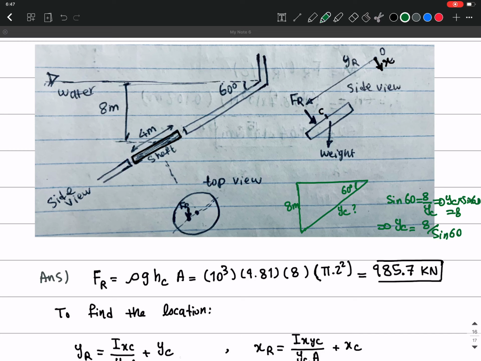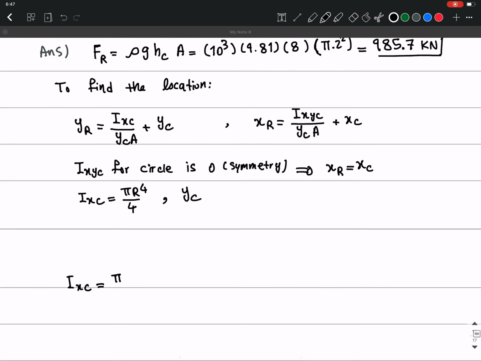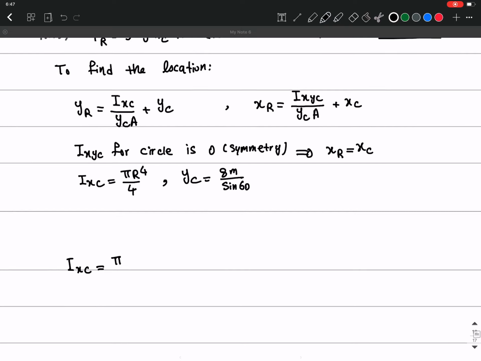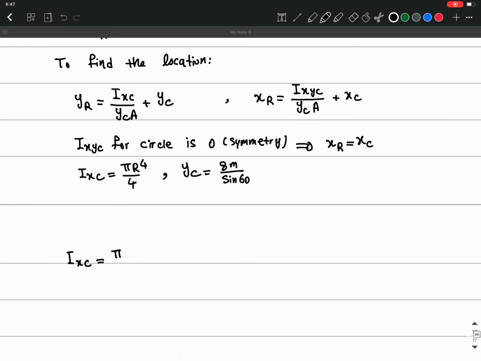So I want to have this relation and just substitute into my equations. So yc is gonna be 8 over sine 60. So let me write it down. Yc is gonna be 8 meter over sine 60. Okay, so Ixc, we have that, and now I want to substitute that into yr and get the value of yr.